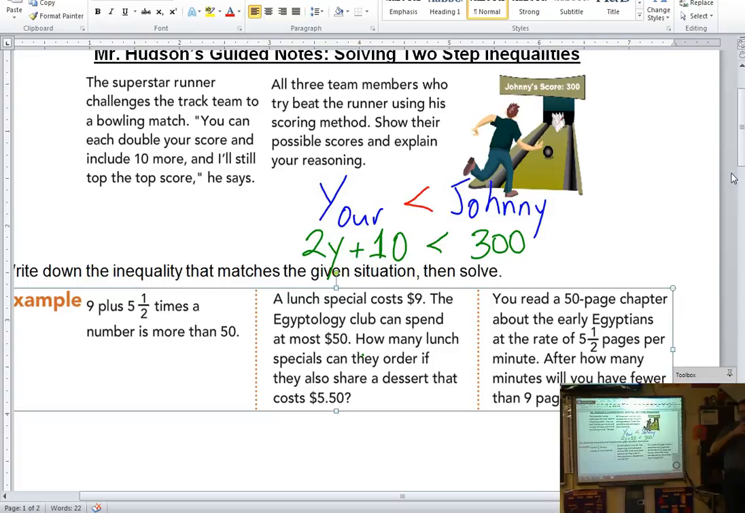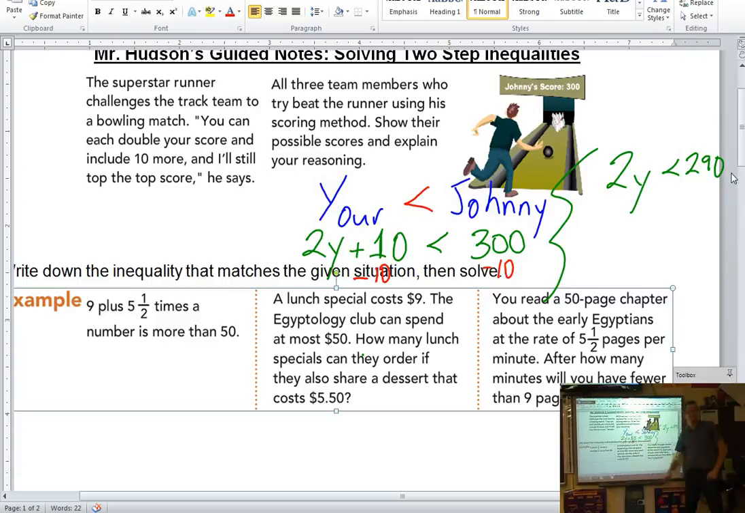First, we want to get rid of the 10, so we can minus 10 on both sides. Yeah, the first thing we want to do is get rid of the fact that there was an addition of 10. So on both sides, we're going to subtract 10 away. Sorry that I'm writing on top of stuff. That then will leave me with 2y is less than 290.